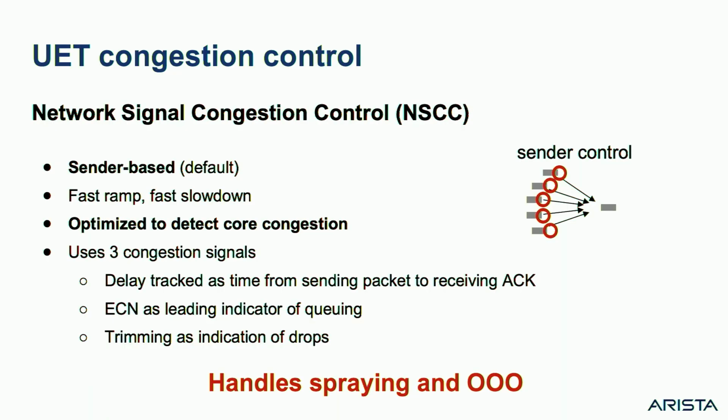It also uses ECN bits, just like how it works in normal IP networks, which is, of course, a bit that a switch would set if packets get enqueued for a certain amount of time. And it also uses this trimming functionality that I talked about, because that indicates that there are drops in the network, which is, of course, a congestion scenario. So you have algorithms that efficiently use a combination of all of these three different things to have a really efficient congestion control mechanism.